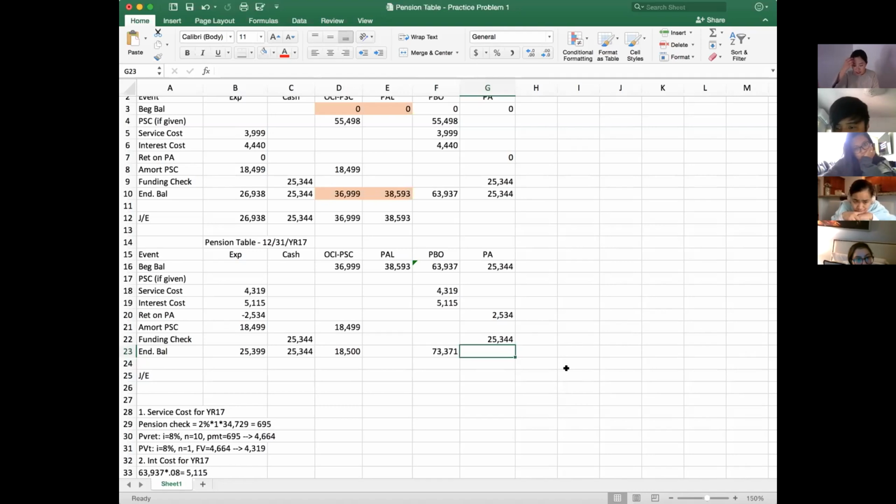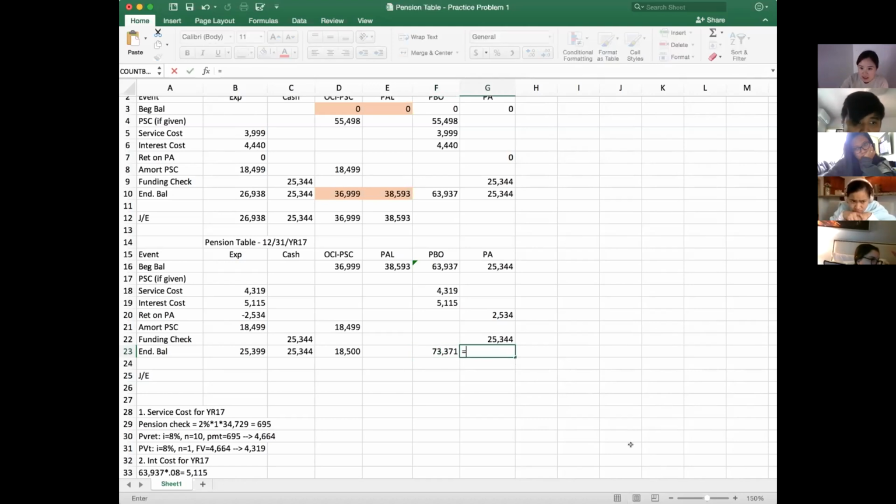In this case, we only have the contributions made from the firm to the pension plan. Therefore, benefits paid is 0. And then total prior service cost, if new, goes into the PBO balance, but the total prior service cost has already been taken into consideration in year 16 when it was new. Therefore, we don't have that. Therefore, this is the ending PBO balance.